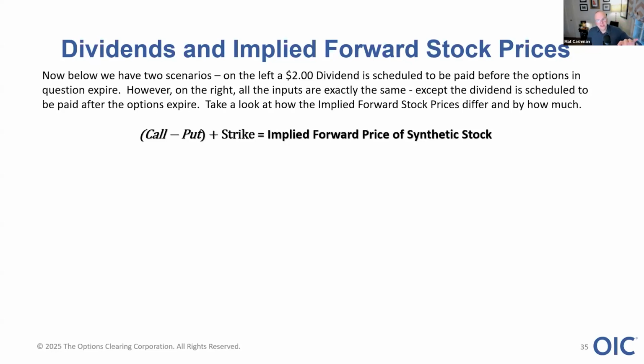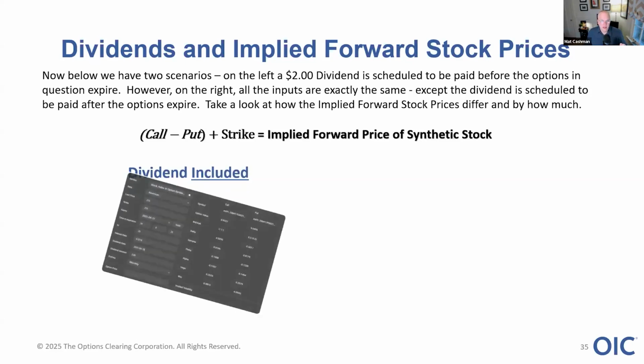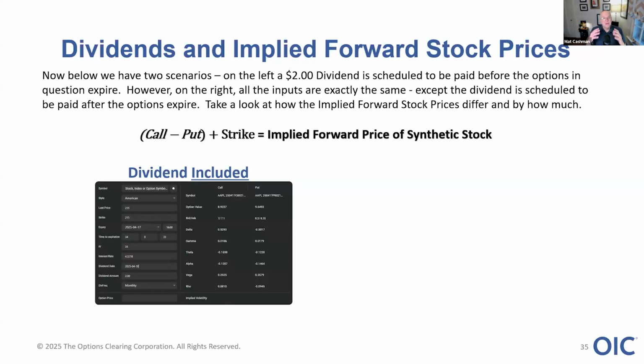The actual computation is the same. Call minus put plus strike equals implied forward price. Here we have the dividend included, meaning the dividend is scheduled to be paid before the options expire. So in this case, we have a $2 dividend that's included here. Interest rate is 4.32%. This is a 34-day option. But the math is the same. Calculate the implied forward price.